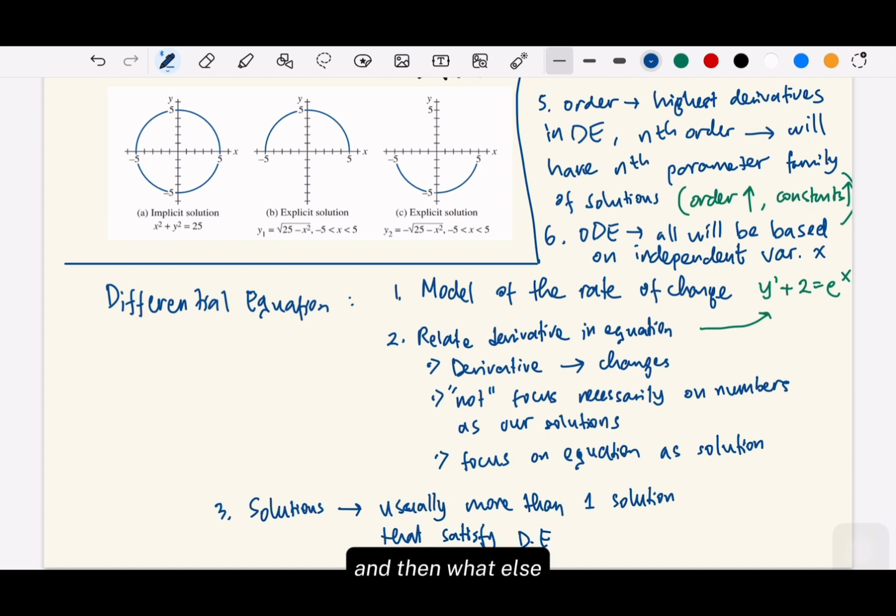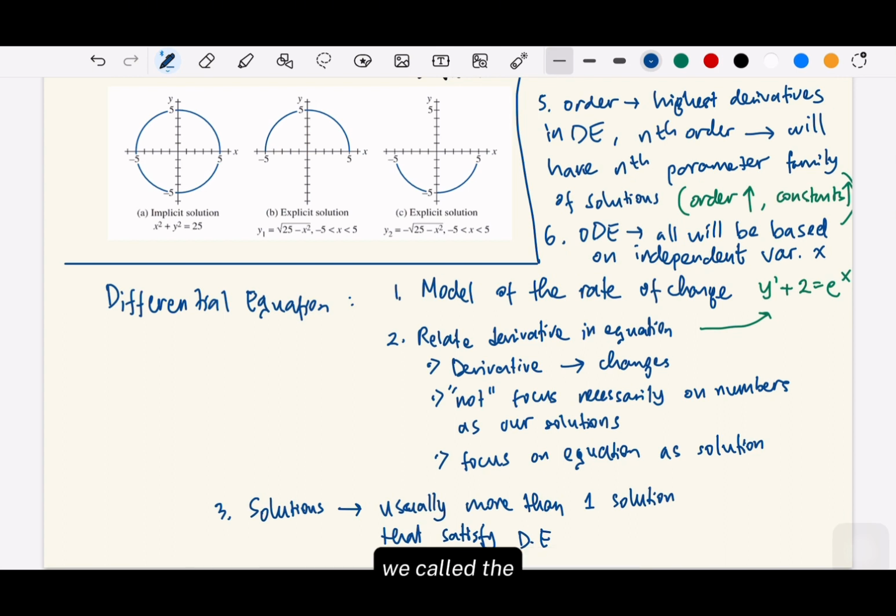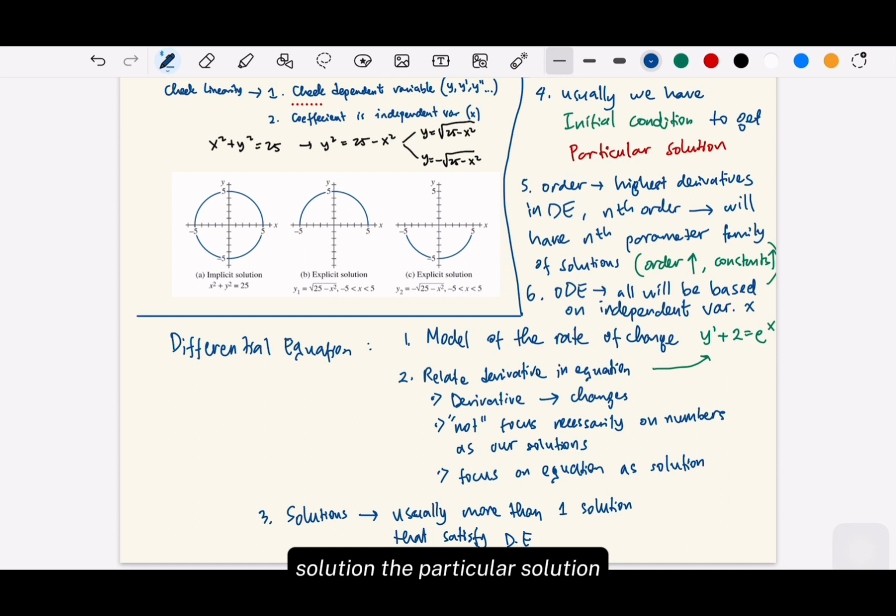And then, what else? Oh yeah, the solutions can be more than one. As I mentioned, we can have many different solutions, and it's okay. But later, we need to categorize what kind of solution we want. Like last time, we have the trivial solutions, which are a solution, but meaningless. Then what we want to find later on is, one of them, what we call the particular solution.